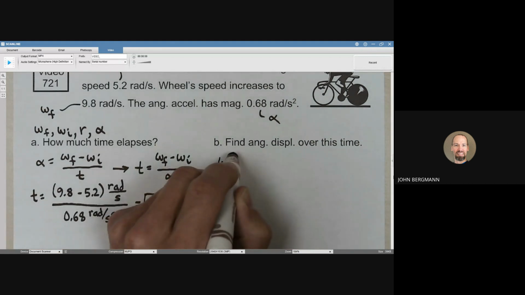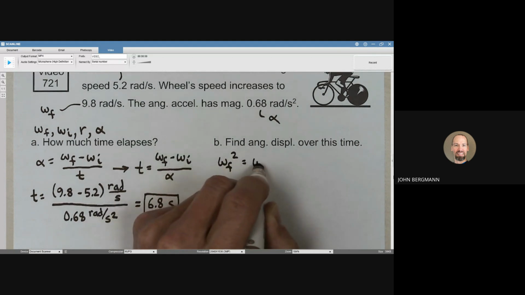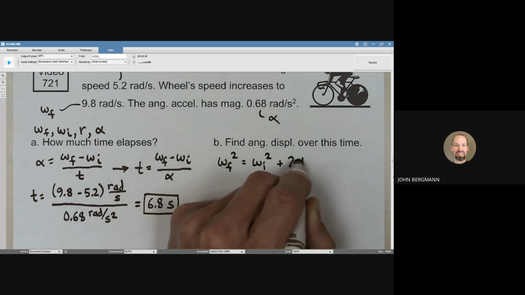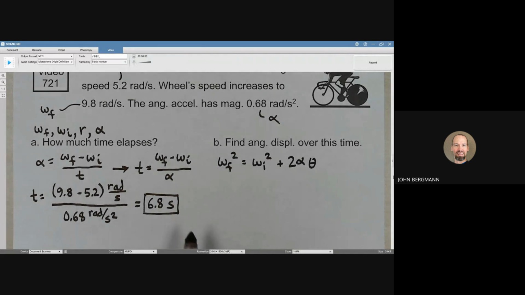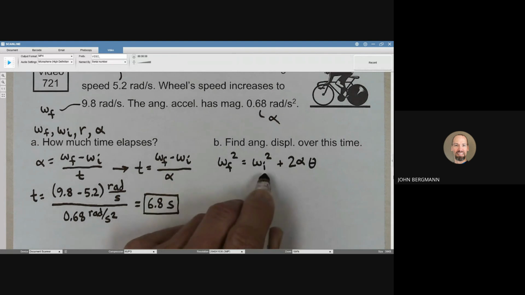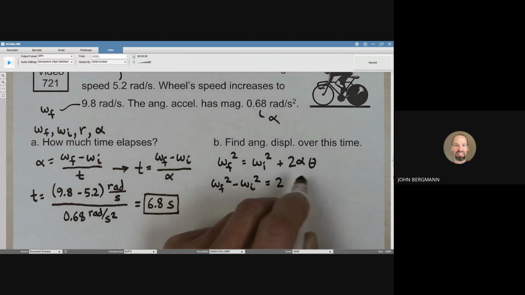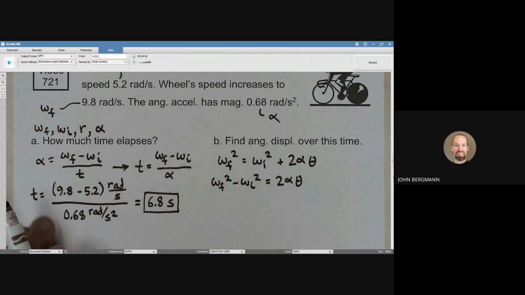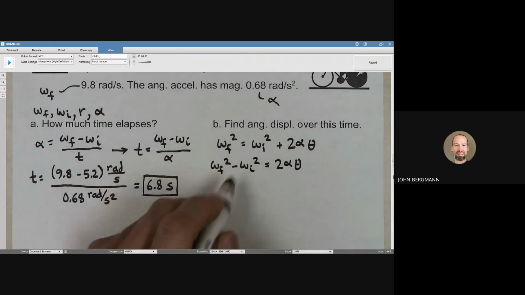Omega final squared is equal to omega initial squared plus 2 alpha times theta. Shall I show a little work here? We're going to subtract omega initial squared from both sides. That's going to equal this expression. And then to find what theta is, we're going to divide both sides by 2 and divide both sides by alpha, which is going to leave us something that looks like this.